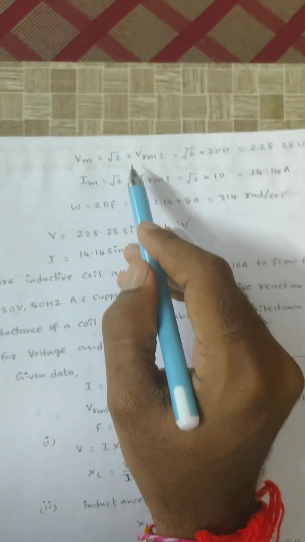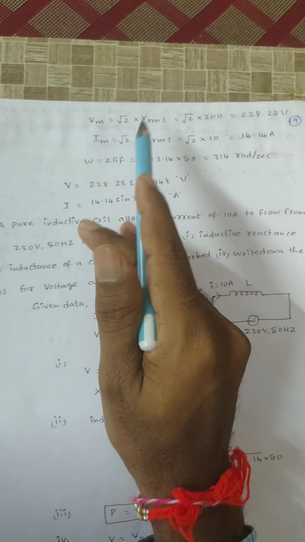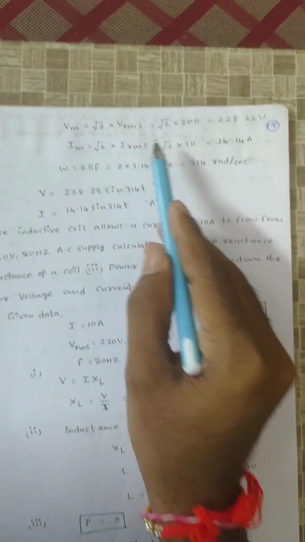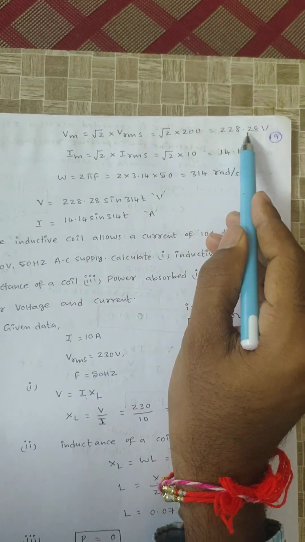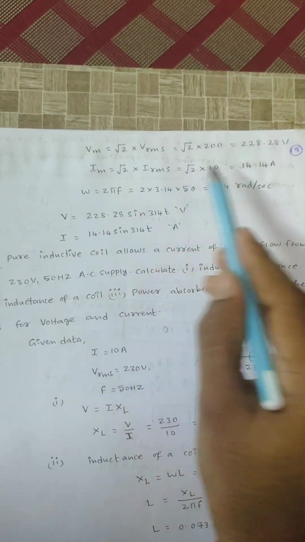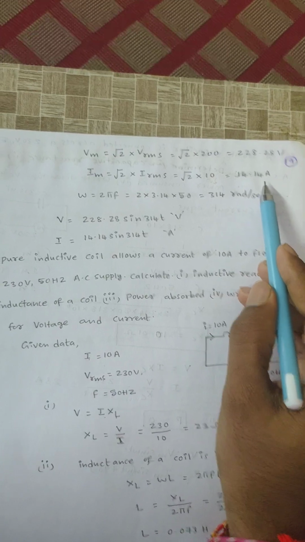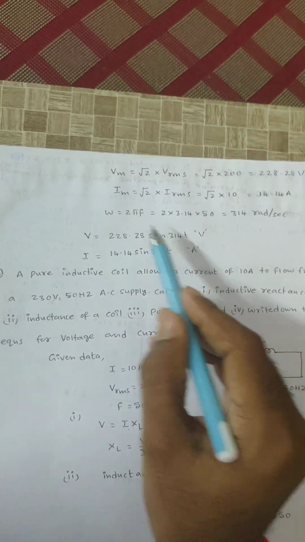That is Vm equals root 2 into VRMS. Similarly Im equals root 2 into IRMS. Then I will get the Vm value as 228.28 volts, and the Im value as 14.14 amperes. After that I need to calculate omega, right?